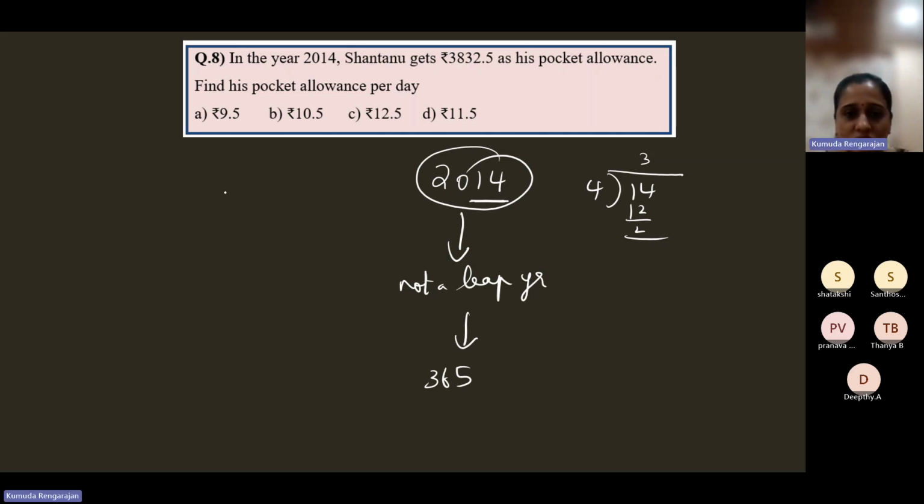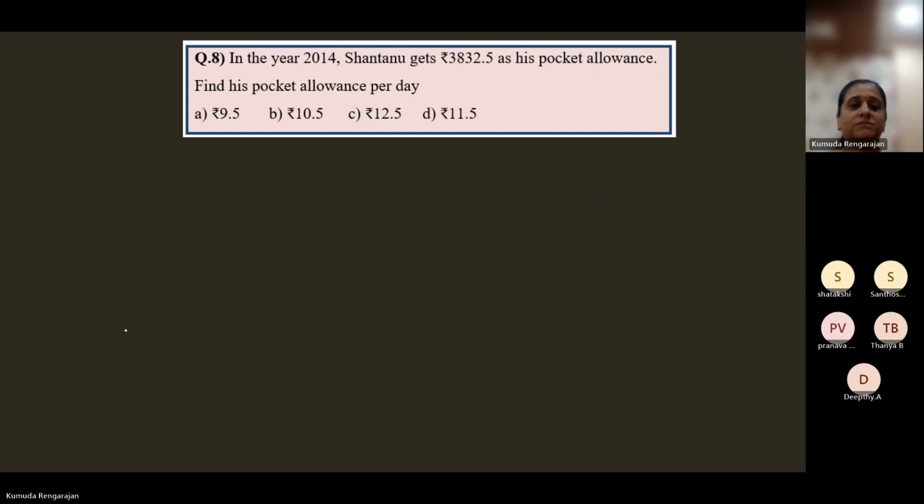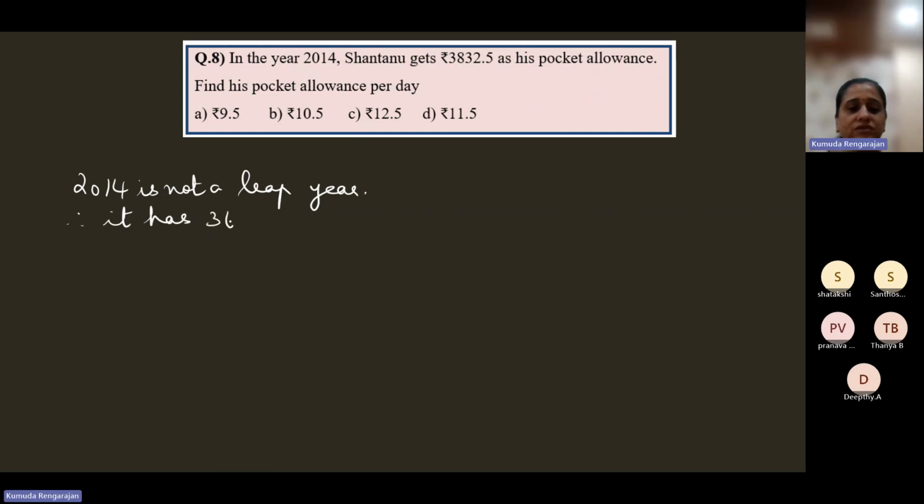You can divide the last two digits of the year by 4 and check if it's a leap year or not. But if it is a centurial year, you must check if it is divisible by 400. Only if it's divisible by 400, it's a leap year. Otherwise, no. So 2014 is not a leap year. Therefore, it has 365 days.